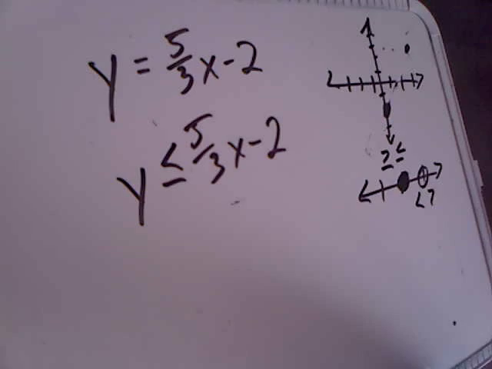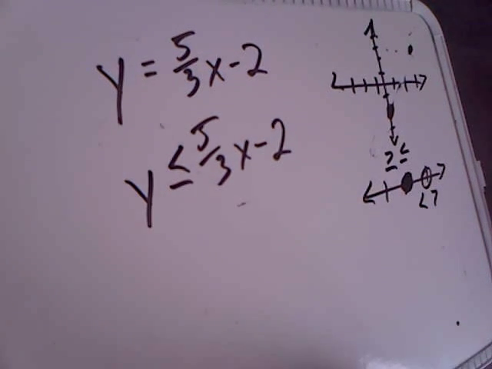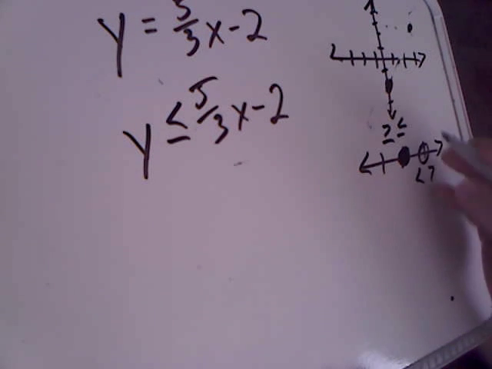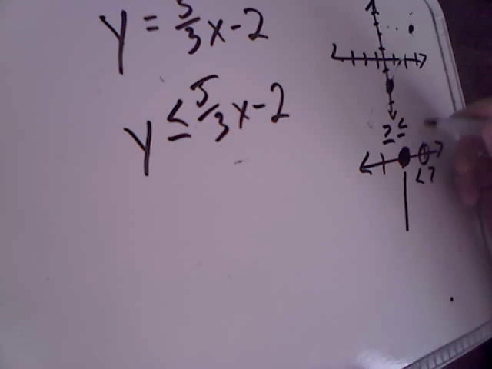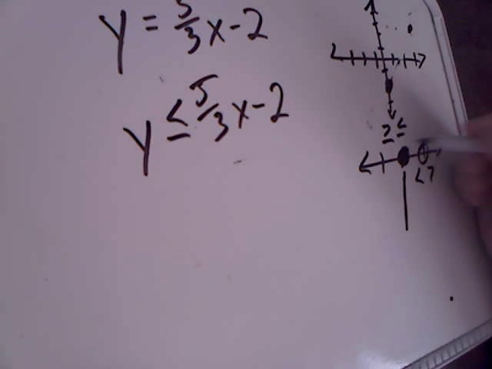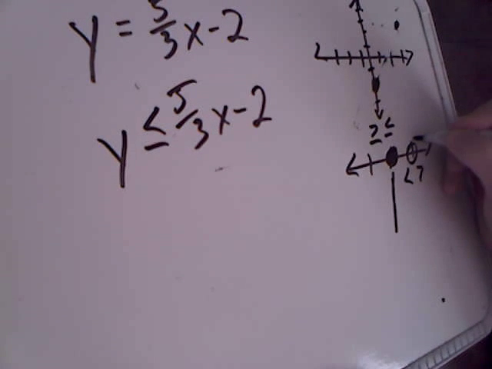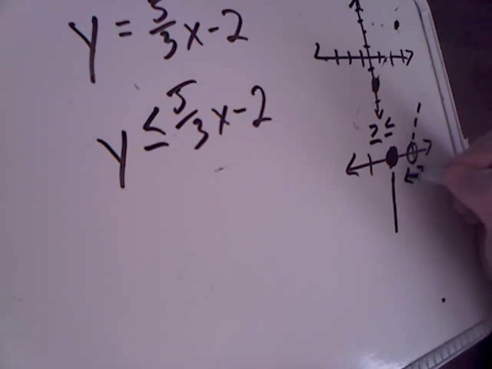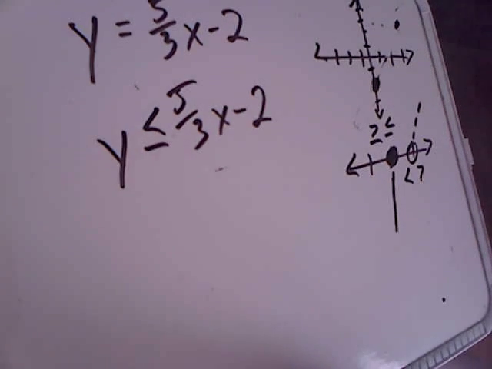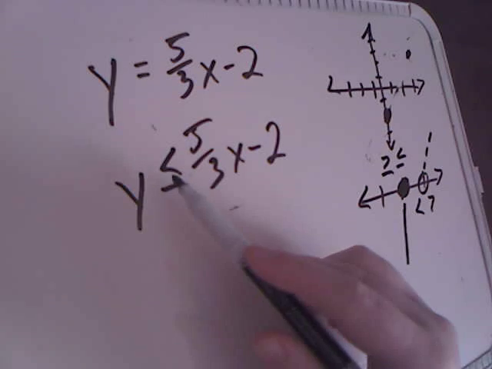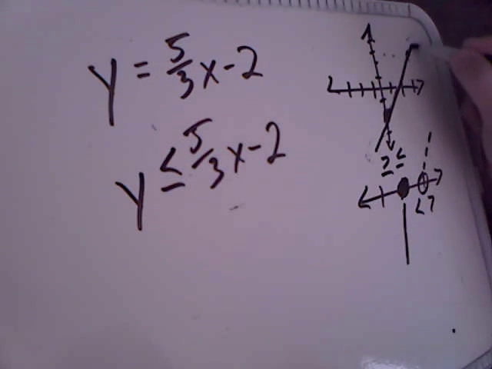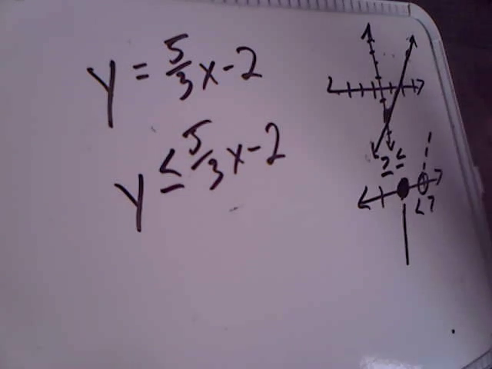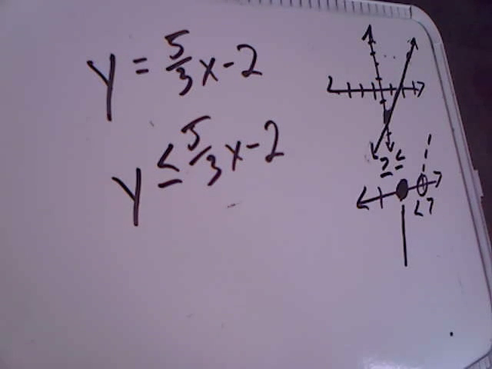The same concept applies to this, except you're not going to talk about shading in circles. What you're going to do is give a solid line for the equal to's, and a dotted line for the less than and the greater than. So because this is a less than or equal to, you're going to give a solid line. So this actually doesn't change at all in the way it looks.